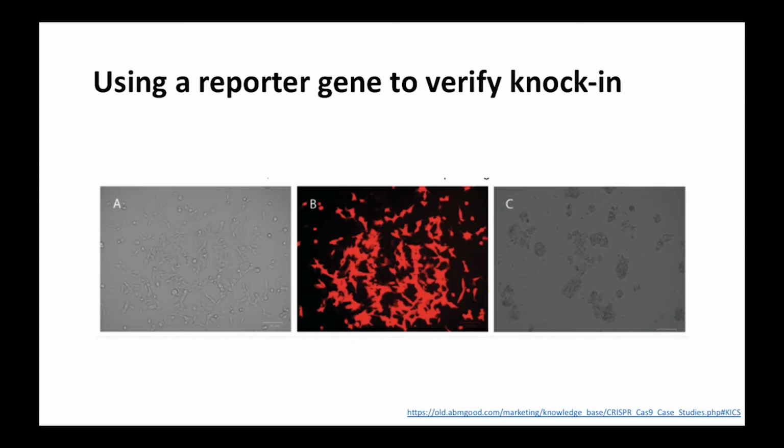As I mentioned, you can also use a reporter gene to verify successful knock-in. So here's just an example where a fluorescence microscope was used to image cells that have undergone a knock-in procedure. And you can see that when they're subjected to fluorescence microscopy, the red cells light up, showing that this construct has successfully been incorporated into the genome.